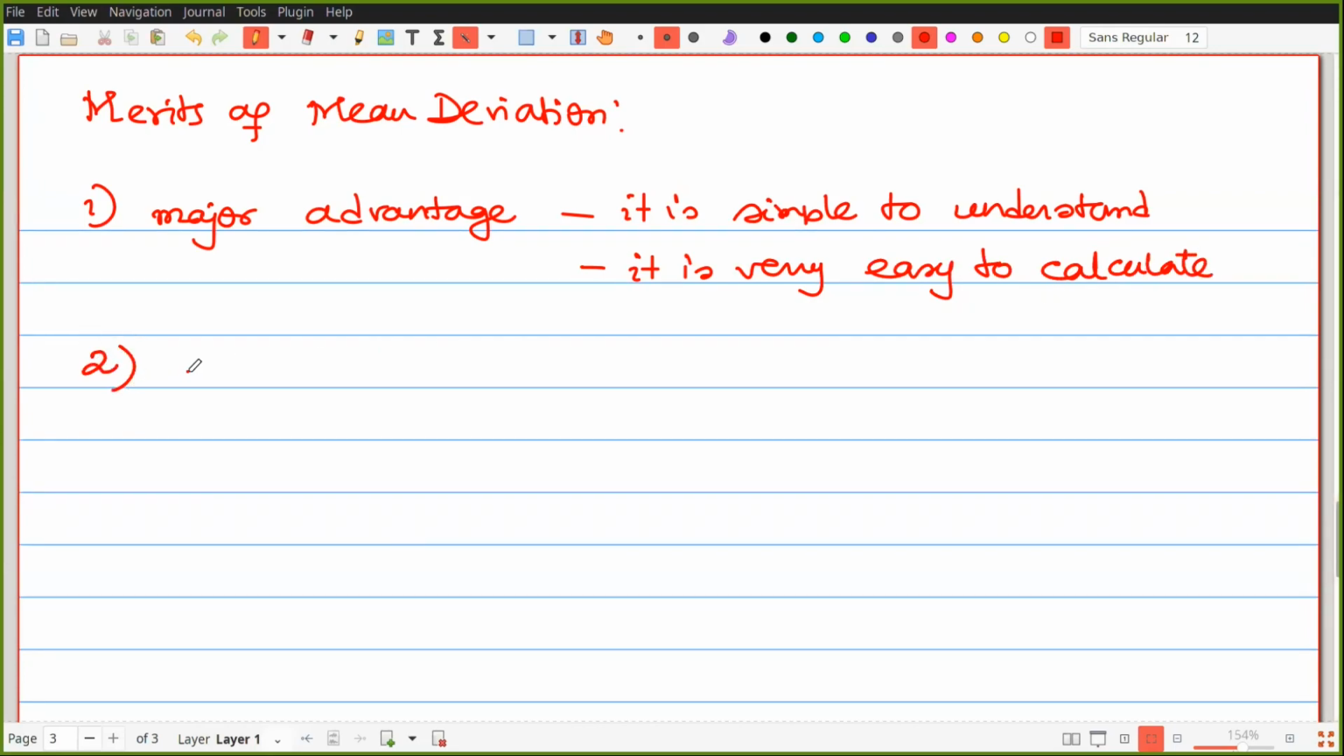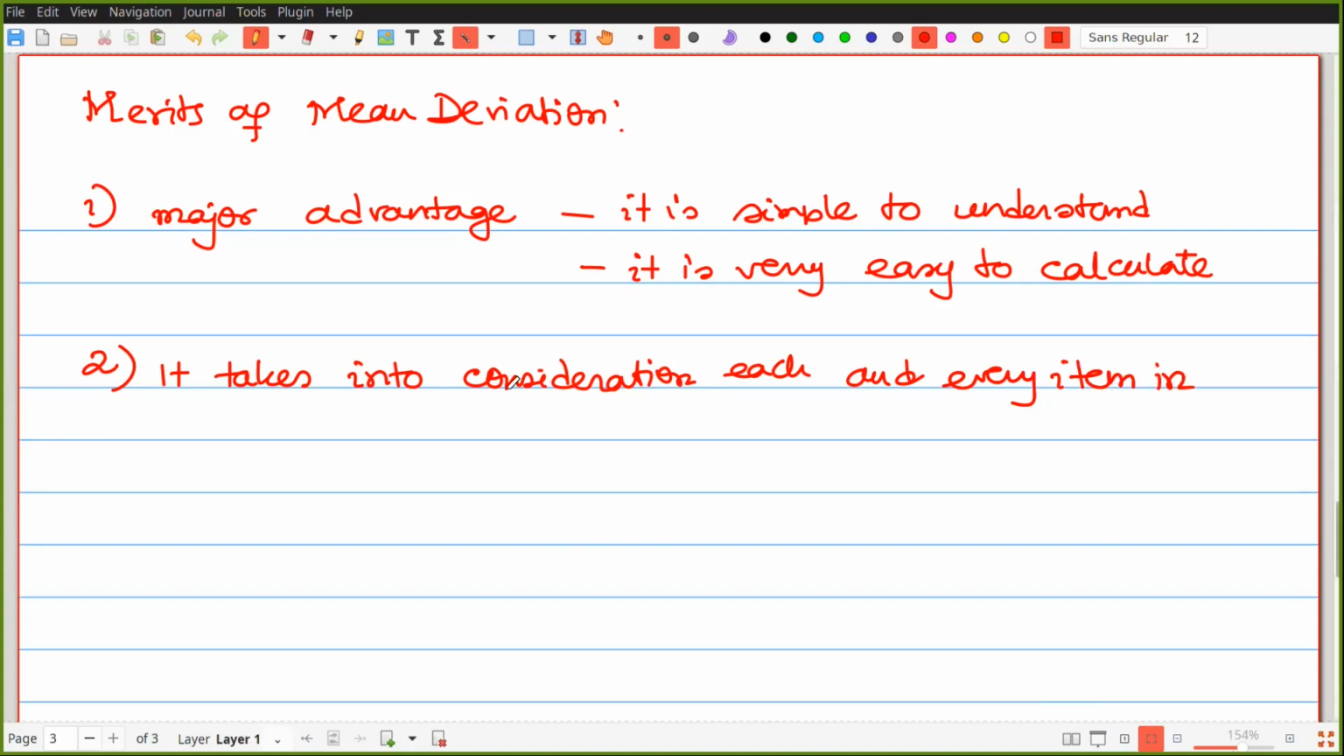Another one, it takes into consideration each and every item in the observations.